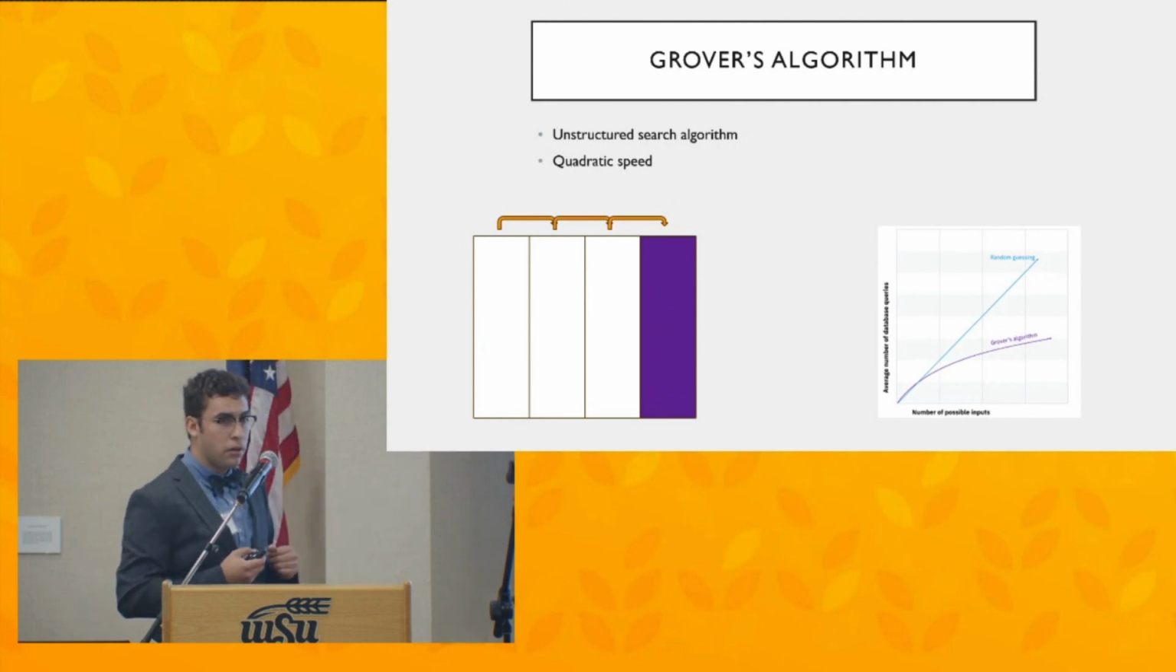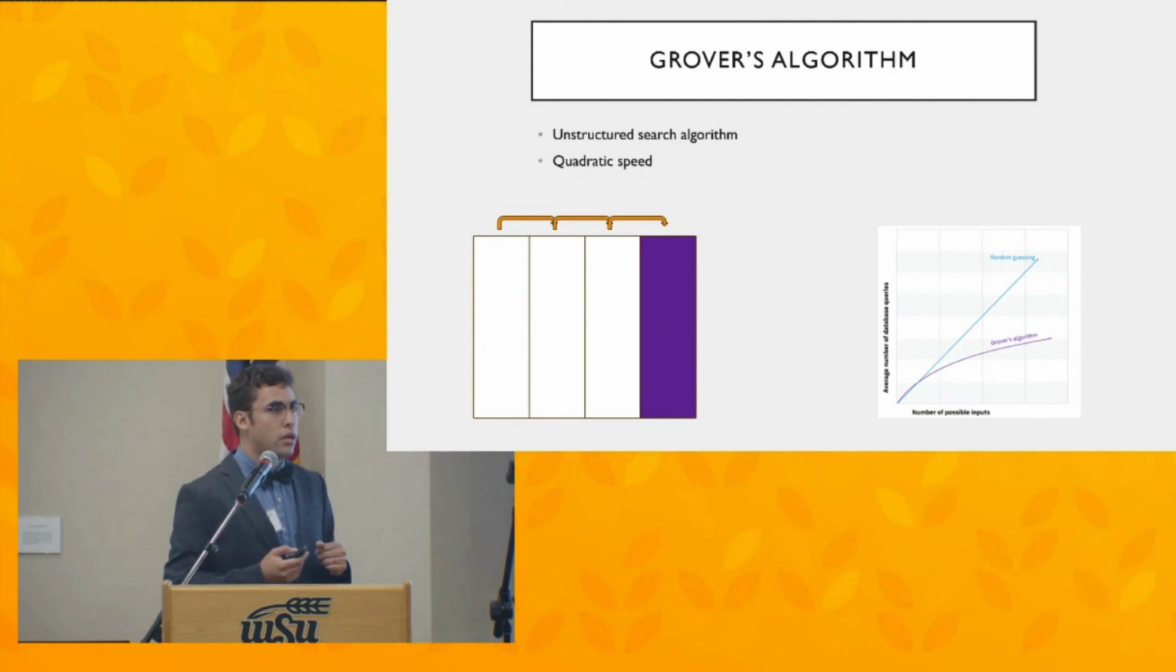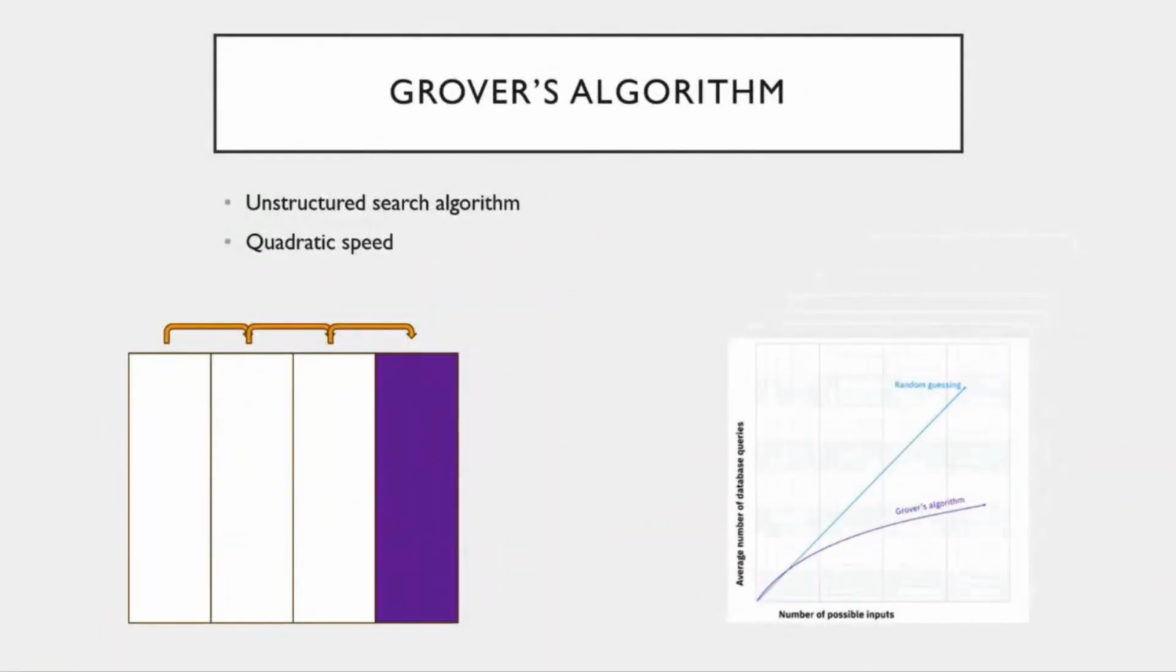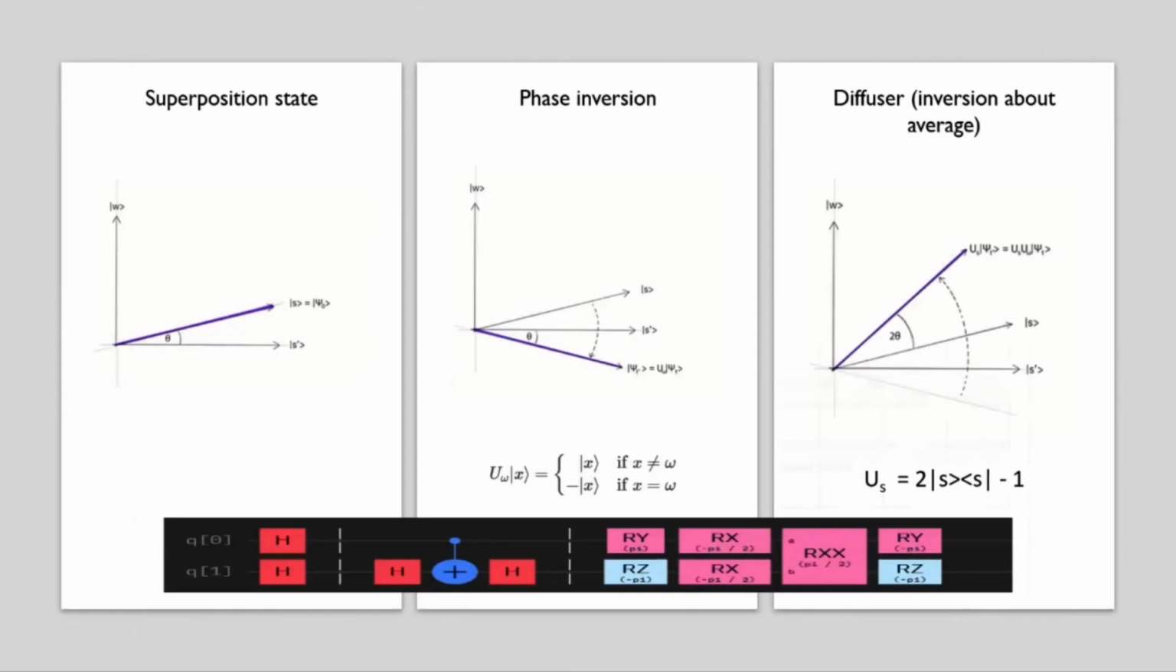And I have provided a plot on the bottom right corner where you can see the deviation from the random guessing, the classical guessing, compared to Grover's algorithm. The larger your system gets, the more significant the difference is between the quantum version and the classical version of the algorithm. So how does Grover's algorithm work?